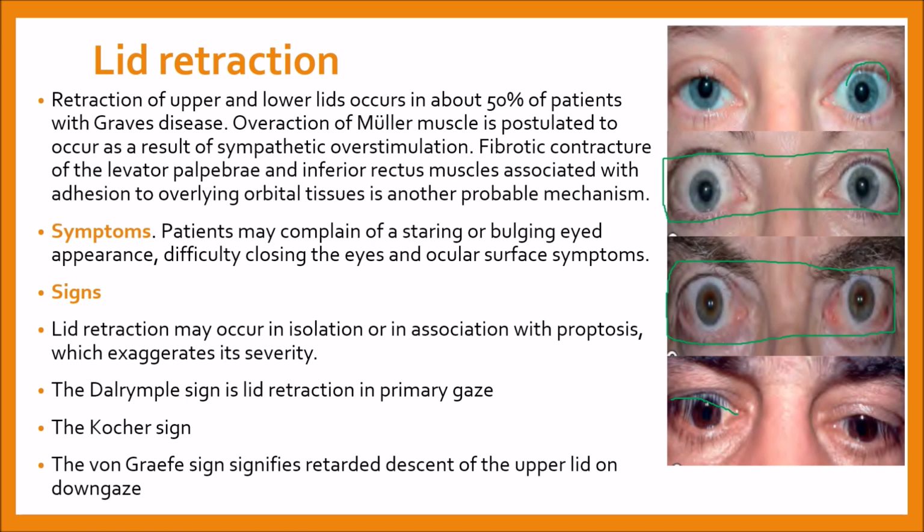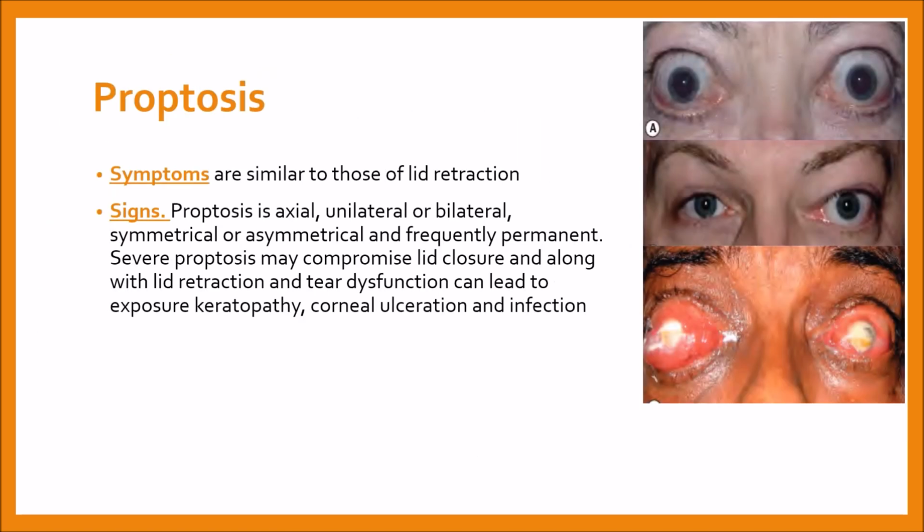So moving on, we are then discussing proptosis, where symptoms are similar to those of retraction, of course. Signs, proptosis is usually axial, unilateral, or bilateral, symmetrical, as it is shown in the first figure, but it can be asymmetrical as well, as it is shown here. It is asymmetrical, and it is frequently permanent. Severe proptosis may compromise lid closure, and along with retraction and tear dysfunction can lead to exposure keratopathy, corneal ulceration, and infection.